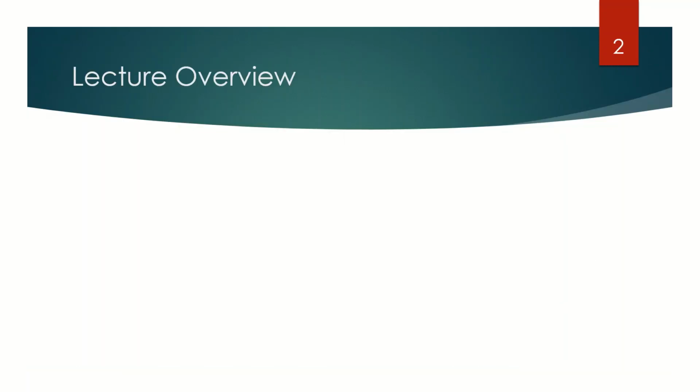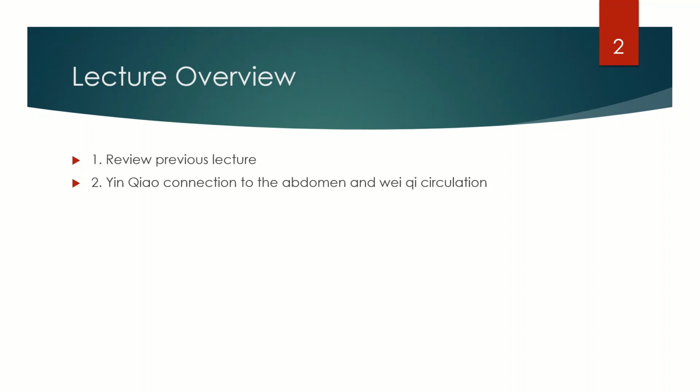So first I'll outline just what we'll be talking about in the lecture today. I'm going to start off by reviewing what we touched upon last time, because the content of this lecture is actually directly related to the last lecture. And then we're going to get right into the connection of the Yin Qiao to the abdomen and Wei Qi circulation. And then we're going to talk about collateral theory and how this relates to this Yin Qiao connection to the abdomen, and also how to apply these ideas in clinic, how the Inner Canon would suggest to apply them.